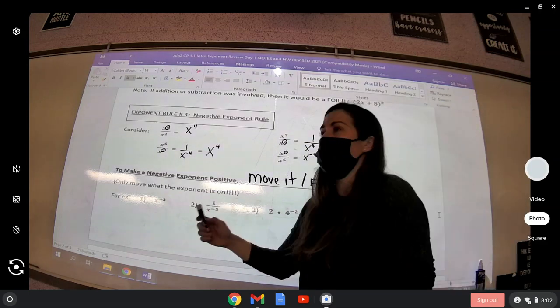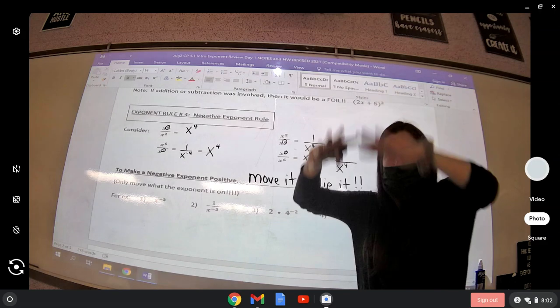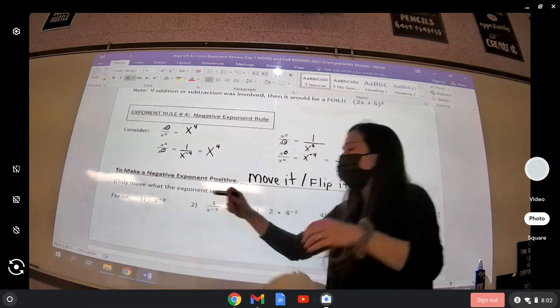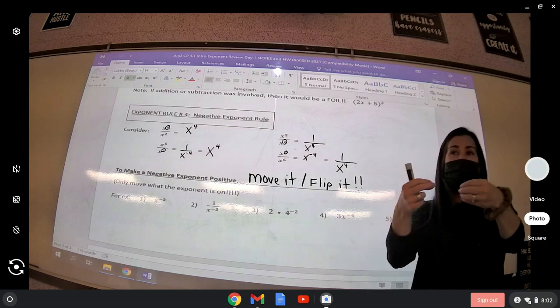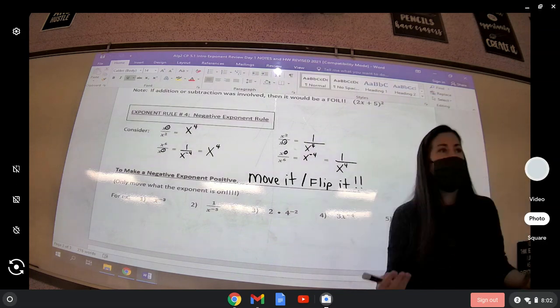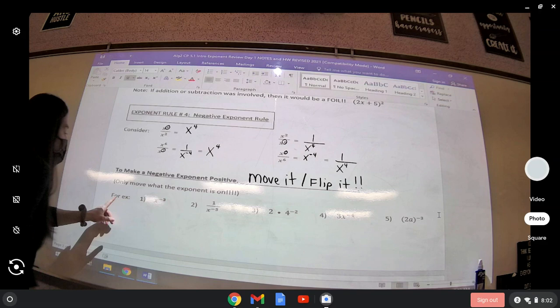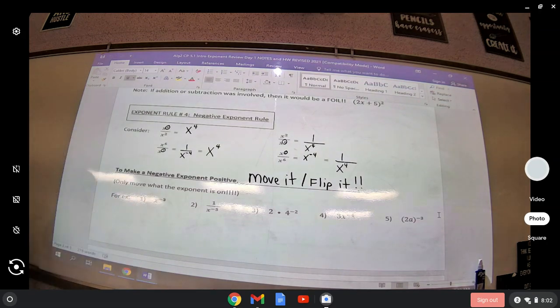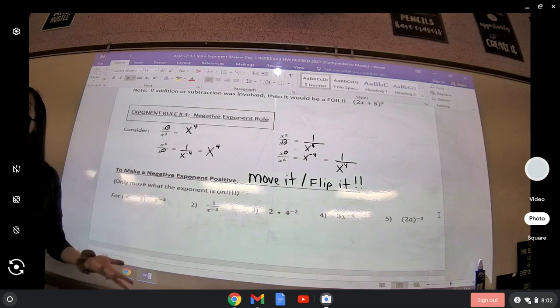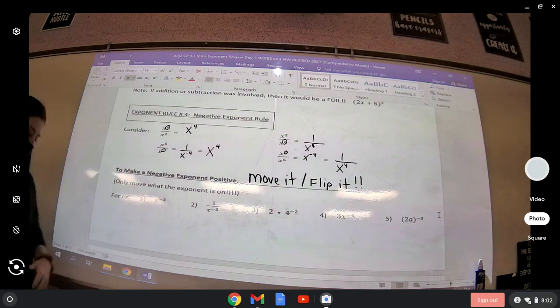All right, but here's the trick. You only want to move or flip what the exponent is on. So don't just start flipping the entire problem if the negative exponent isn't directly on the entire problem. So look at this. If they asked you to simplify these expressions, if they gave you x to the negative 3, guys, that's a done deal. There's nothing to do there, but you can't leave that as your final answer.